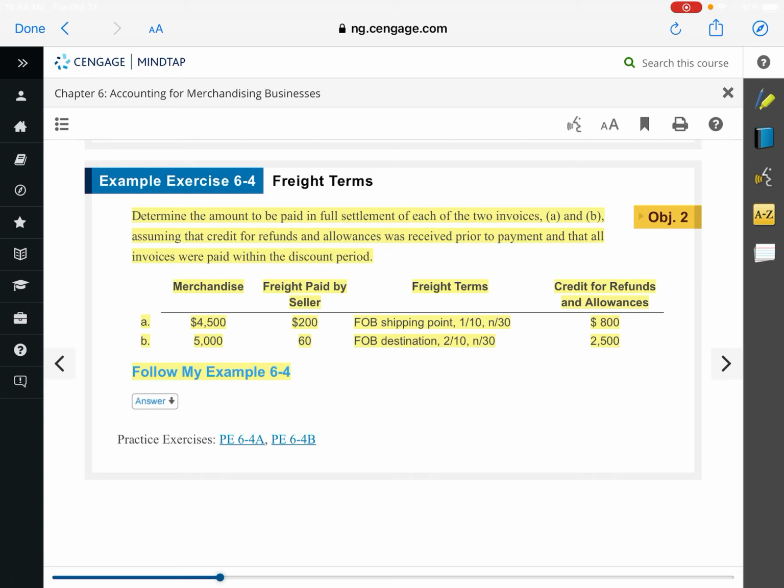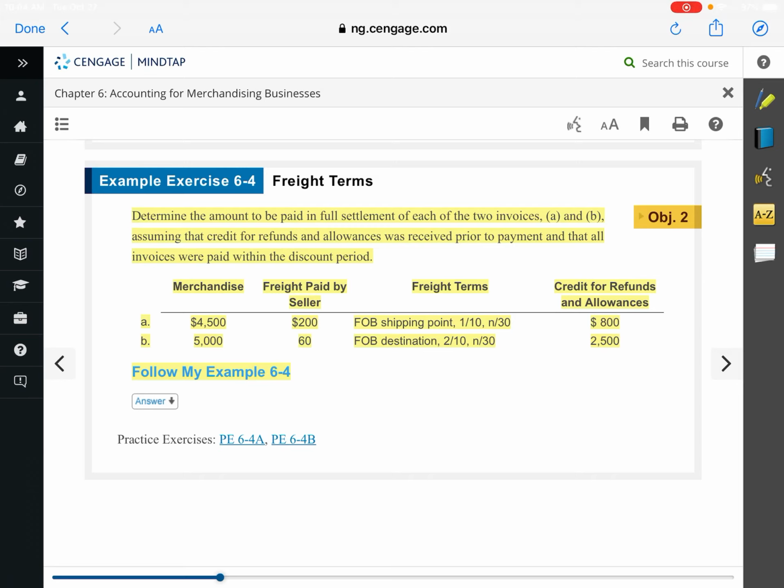So the total discount would be $100. And then $50, right? Yeah. All right. So that would be $4,900, and then $2,450. So $2,450 is the amount of merchandise that they purchased.